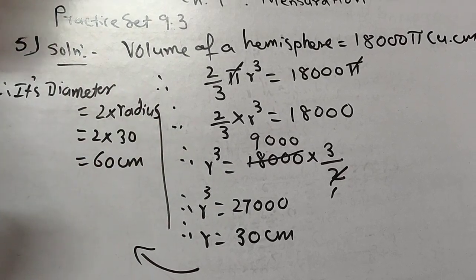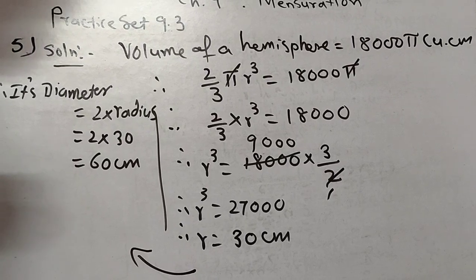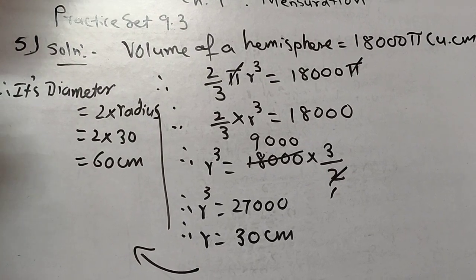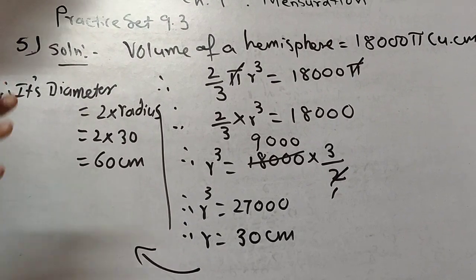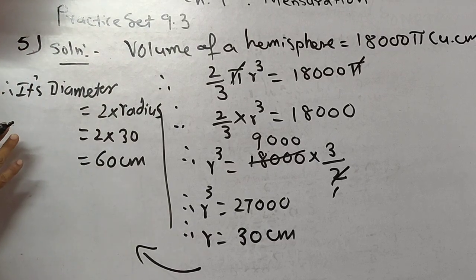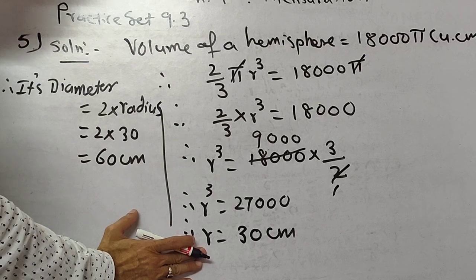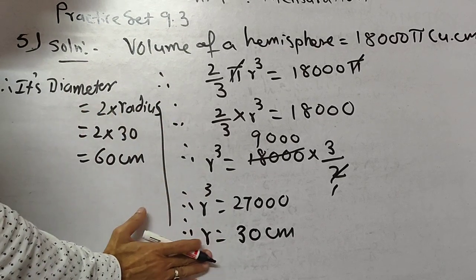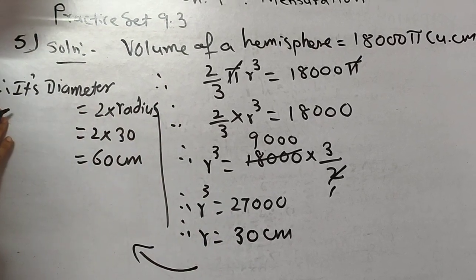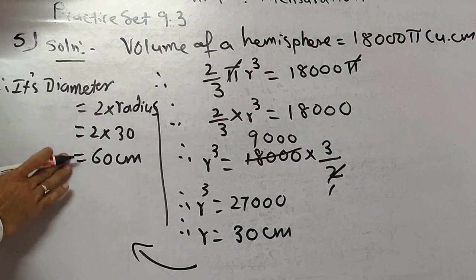So very easy sum it is. Okay, diameter you want, not curved surface area, not total surface area, only diameter you want. With the help of volume formula, you will get R. After getting R, the diameter you want, that is 2 into 30, 60 centimeter.